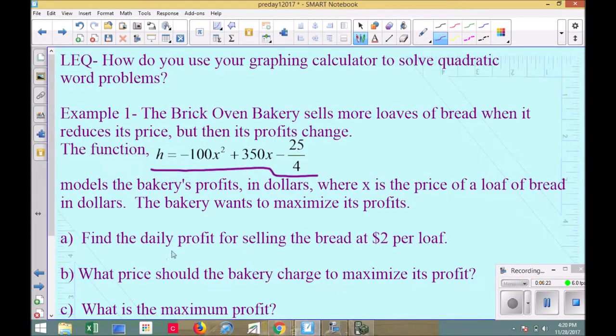So now that I have that graph, I'm going to go back to my question, which is: find the daily profit for selling the bread at $2 per loaf. If you recall this problem, X is the dollars of a price of one loaf of bread, and Y or H was the profit. So if this question is asking us to find the profit for selling the bread at $2, that means, if you recall, that we need to substitute 2 in for X. And when we did this by hand, that's exactly what we did. We substituted 2 everywhere there was an X, and we figured out the Y value.